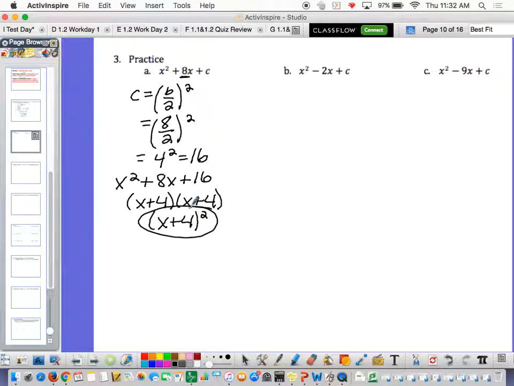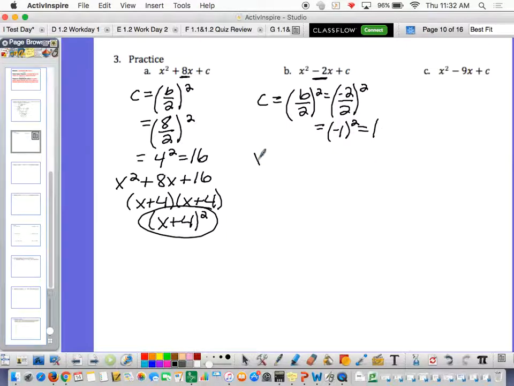B has some negatives, but it's still done the same way, okay? Your B value is negative 2. So C equals B over 2 squared. All right, well, the B value is negative 2. And negative 2 over 2 is negative 1. Negative 1 squared is 1. So your C value is just 1.